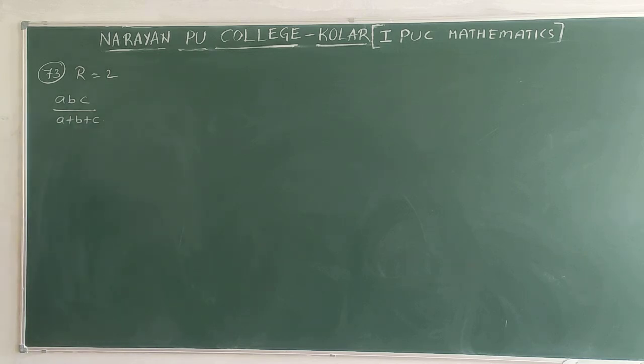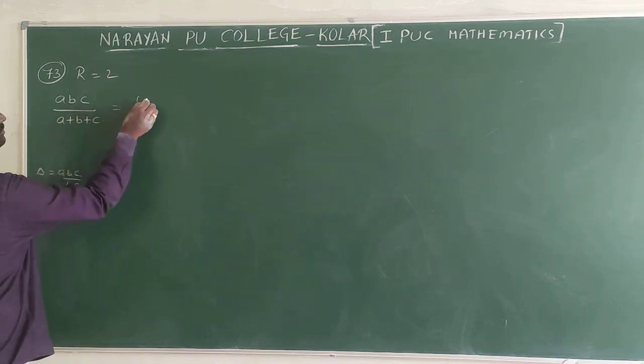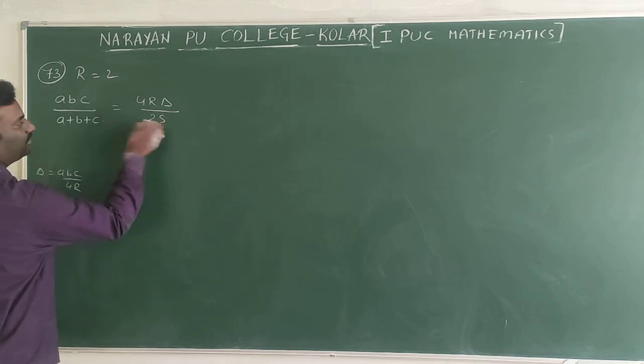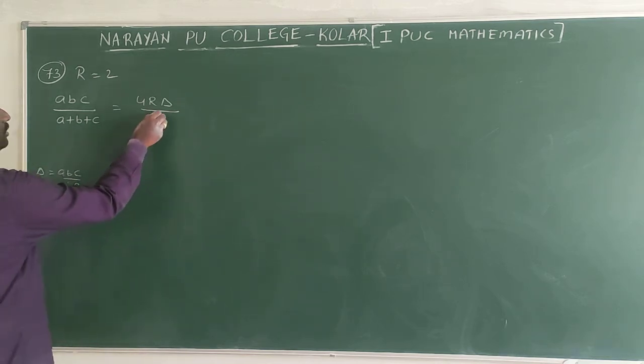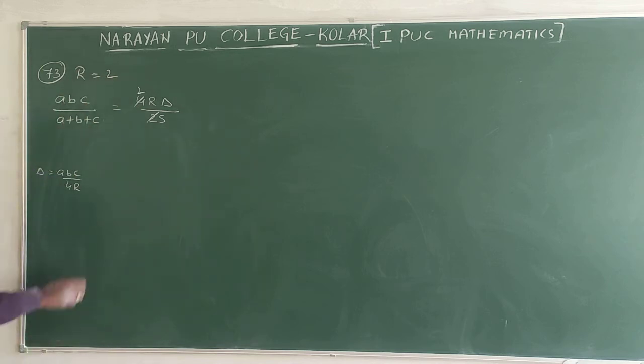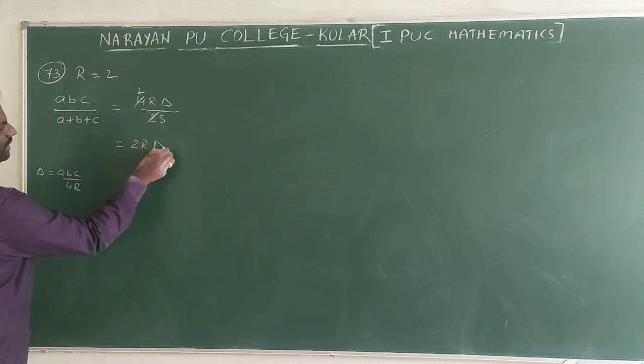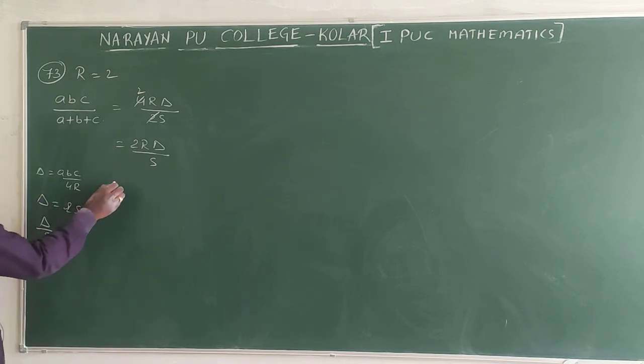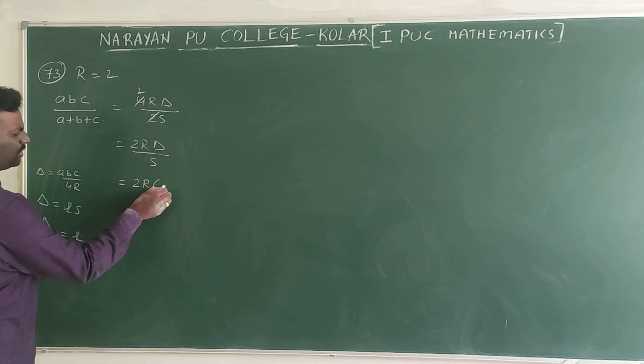Now you know the formula delta equals ABC by 4R. From this ABC can be written as 4R delta. A plus B plus C is nothing but 2S. The 2 and 2 cancel. That is nothing but 2R delta by S. We know the formula delta equals rS. From this delta by S we can write small r. That is nothing but 2R into small r.